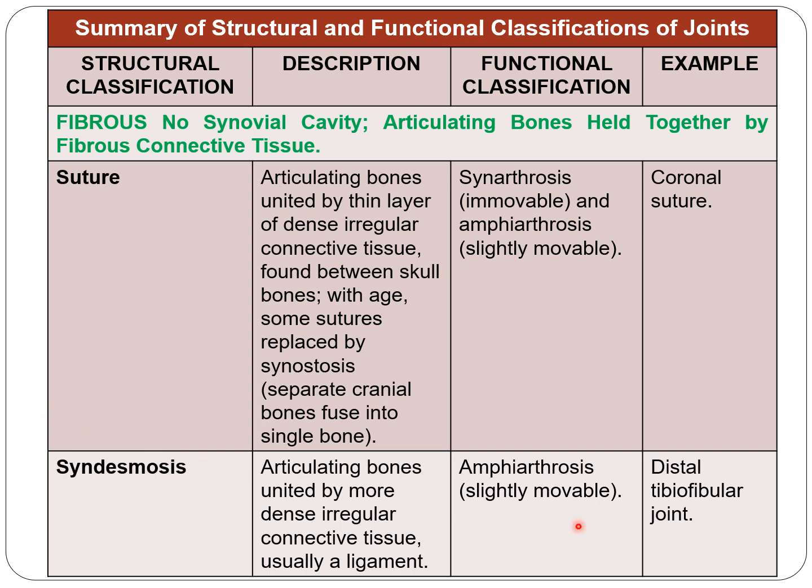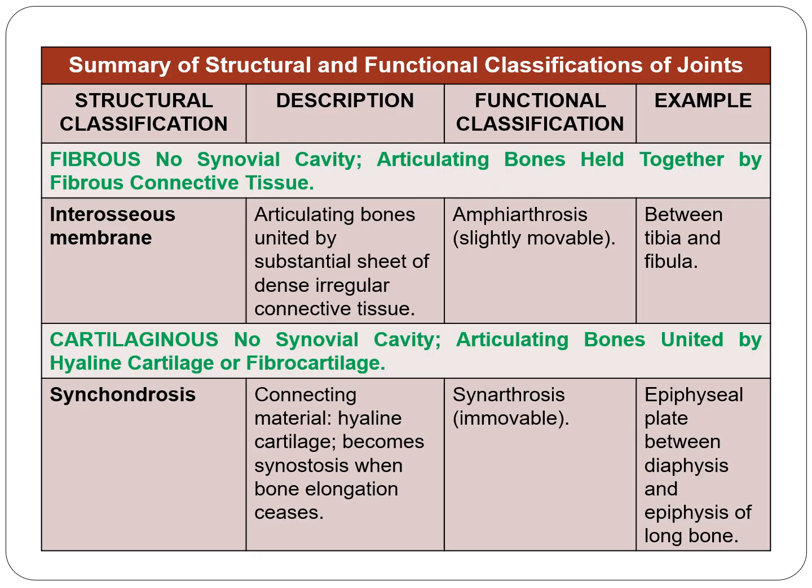And they are amphiarthrosis, that is, they are slightly movable. Distal tibiofibular joint is an example of syndesmosis.